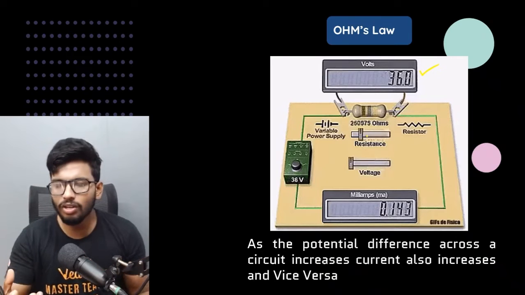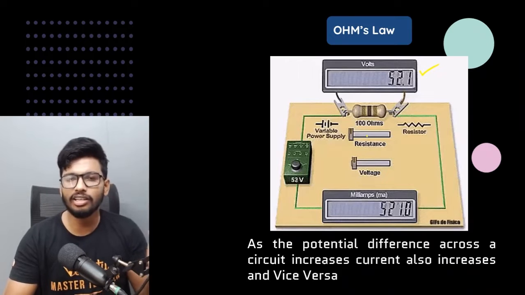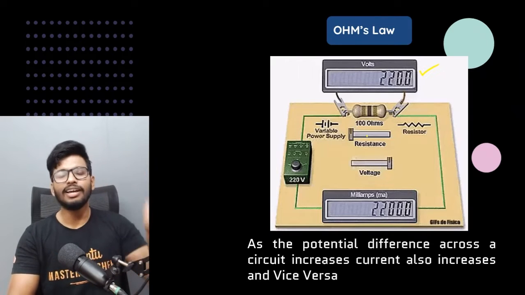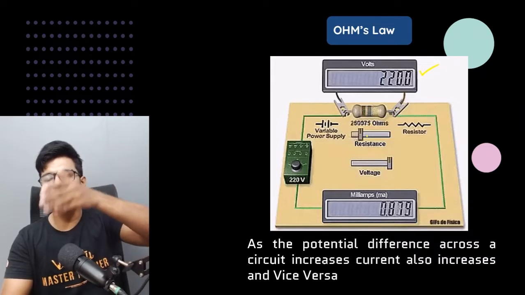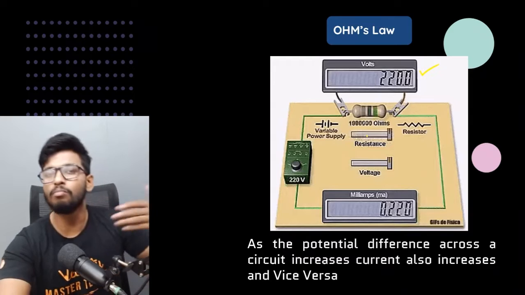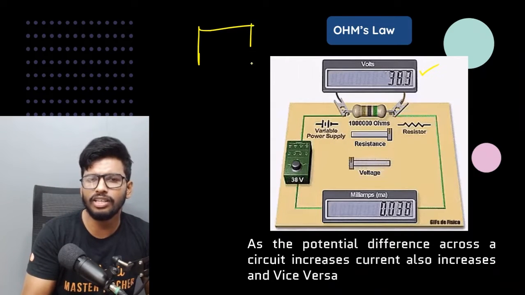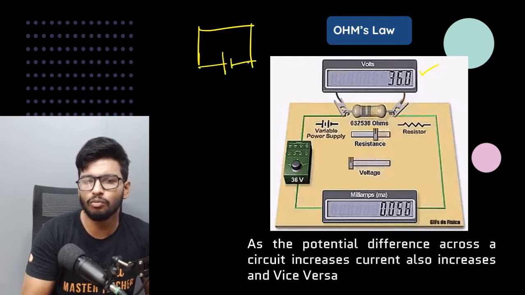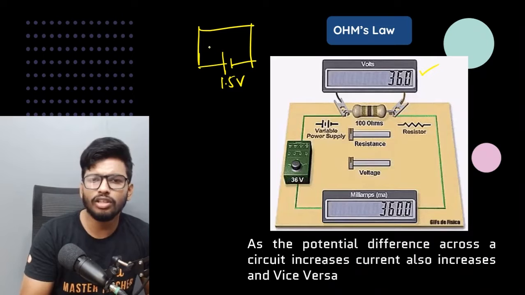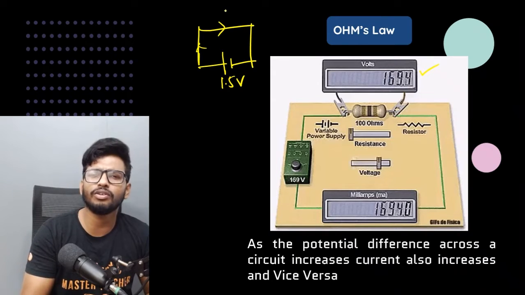Ohm's law states that the potential difference applied across a conductor is directly proportional to the current flowing through the conductor, or the current flowing through a conductor is directly proportional to the potential difference applied at the two ends. So the more the potential difference, the more the current. For example, people, imagine you have a very simple circuit. Initially you have connected one battery which has a voltage of 1.5 volts. So the amount of current flowing through it will be comparatively lesser. Let's say the current flowing through it is around 3 amperes.